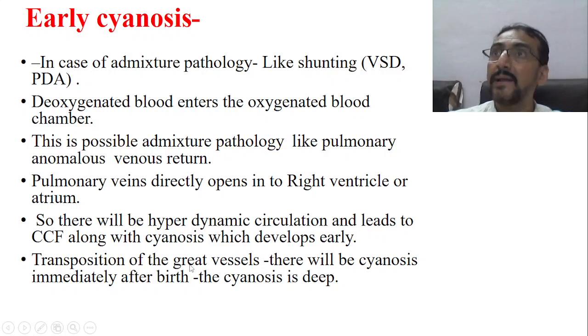Another condition where cyanosis develops is transposition of the great vessels. Pulmonary trunk रहना चाहिए राइट वेंट्रिकल में, आयोटा रहना चाहिए लेफ्ट वेंट्रिकल में. अब उल्टा हो गया, आयोटा है आपका राइट वेंट्रिकल में और पल्मोनरी ट्रंक है आपका लेफ्ट वेंट्रिकल में. अब क्या सोचा, आयोटा से ब्लड कहाँ पे जाएगा? ऑल ओवर द बॉडी में जाएगा.